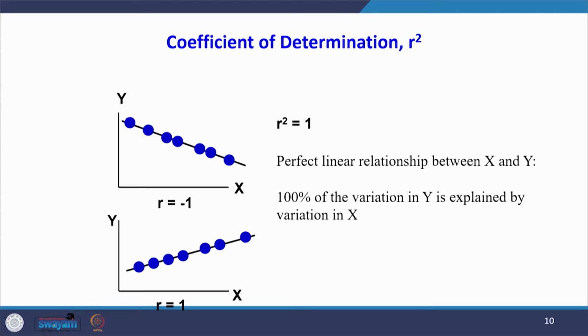The range of this R square is between 0 and 1. When R square is equal to 1, it is a perfect linear relationship between x and y. What is the meaning of that? 100% of the variation in y is explained by the variation in x. In the top figure, r is equal to minus 1, a perfect negative relationship, but the value of R square is equal to 1. The bottom figure says r equal to 1, a perfect positive relationship because the line passes through all the points, but the R square value is also equal to 1.